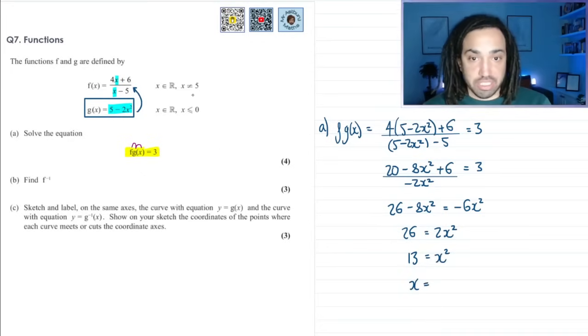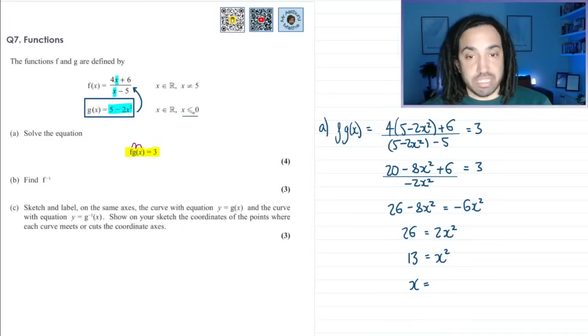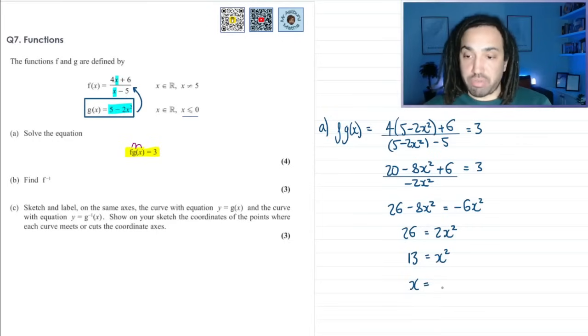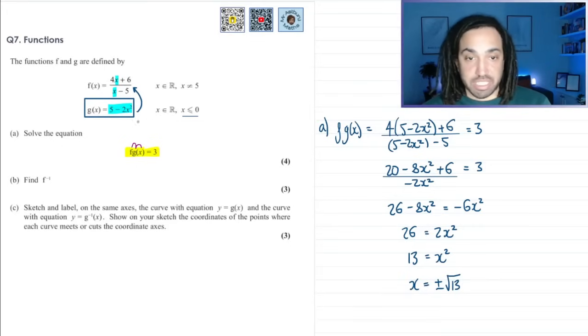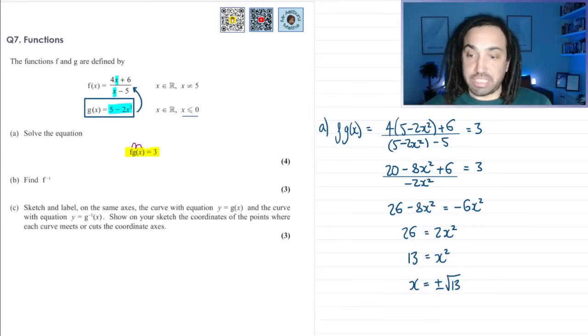Check the domain. It does say that, well, look here, for g of x, x needs to be less than or equal to 0. So when I square root, yes, I will get plus minus the square root of 13, but in order for the domain to be satisfied for g, x needs to be a negative number. So the only answer that we are actually looking at is minus 13, or minus root 13, sorry.